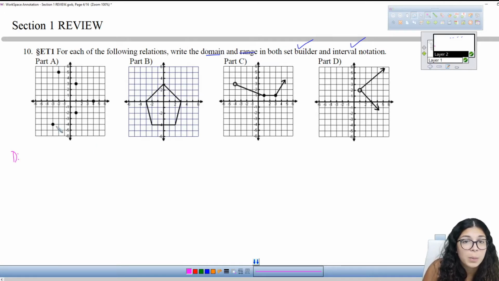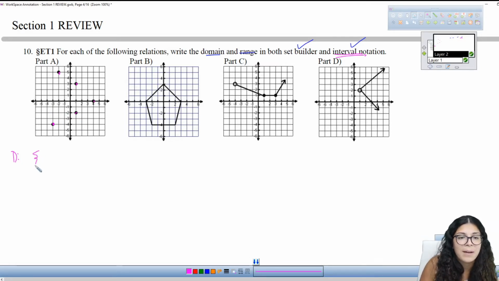Okay, I'm going to write the domain on all of them on top. So the domain for this one, I cannot write in interval notation because it is not an interval. They are just points. This point, this point, this point, this point, and this point. So what are the x values? We have -3, -2, 1, and 4.